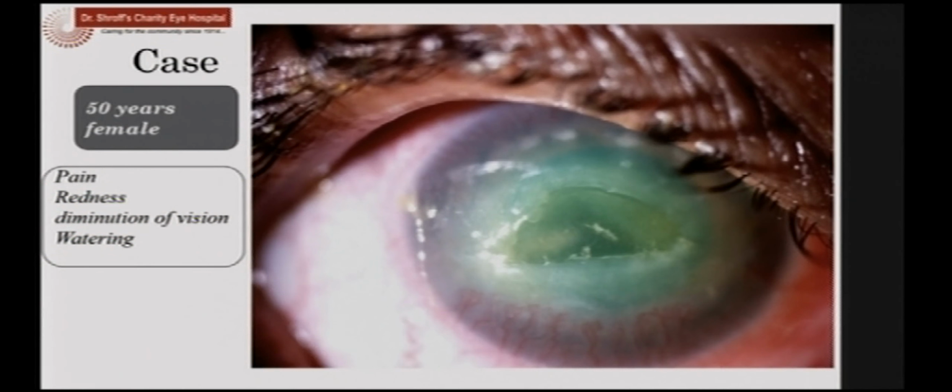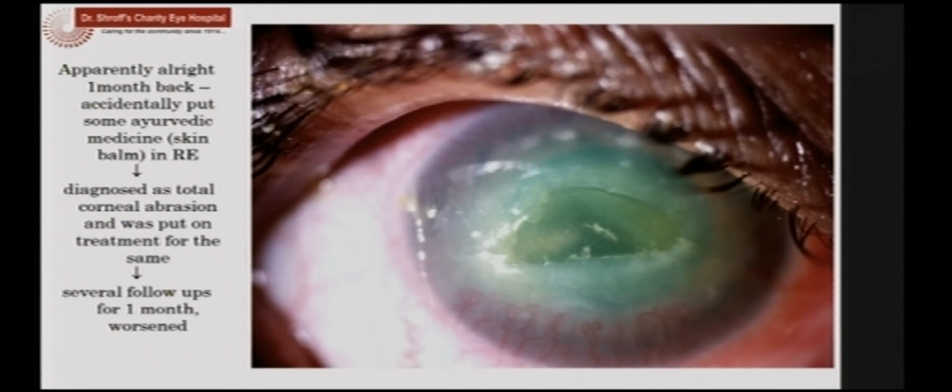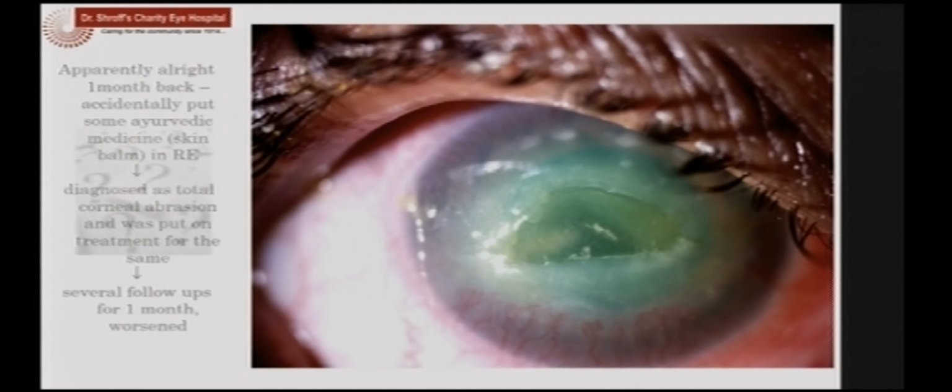So here's a case-based scenario where there's a 50-year-old lady who comes in with pain, redness, and diminished vision and watering. And she was okay about a month ago, but accidentally put some Ayurvedic, which is the local herbal preparations, which was a skin balm, accidentally in her right eye, and was diagnosed with a total corneal abrasion elsewhere and put on treatment for the same. And she had several follow-ups for the first month, which worsened.